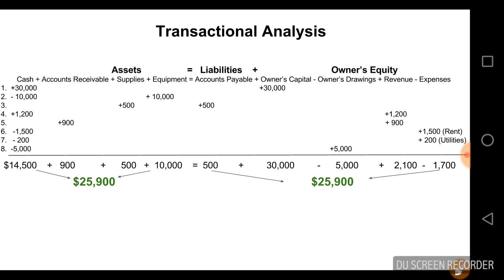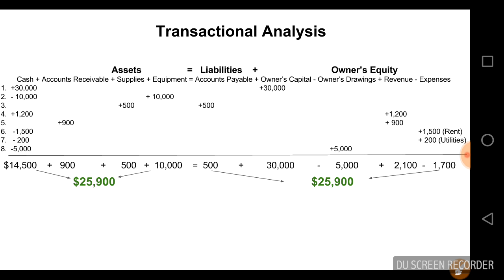The fourth transaction, the owner provided $1,200 worth of services to customers. So the owner received $1,200. Cash increases by $1,200, and revenue increases by $1,200.